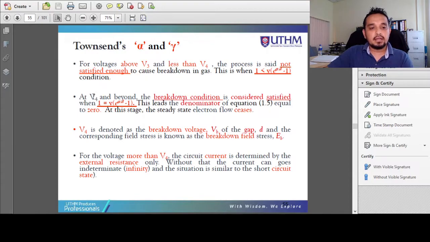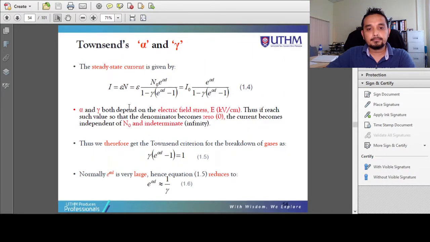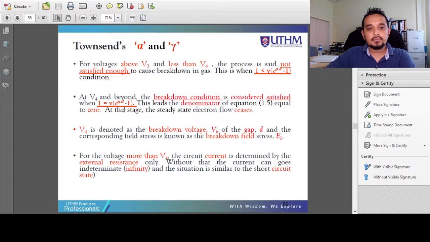At voltage V4 and beyond, the breakdown occurred and satisfies the criterion: this is actually gamma, e to the power of alpha d minus 1, equal to 1/gamma.